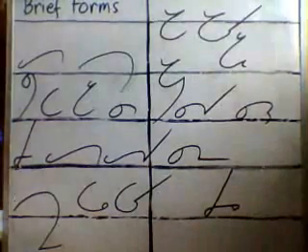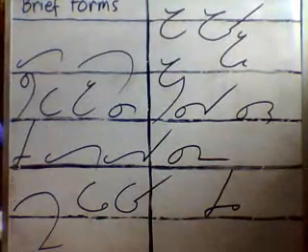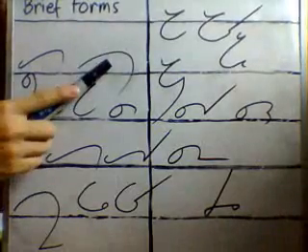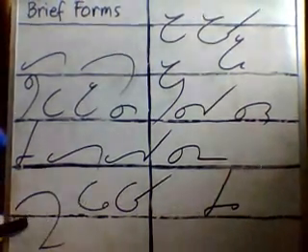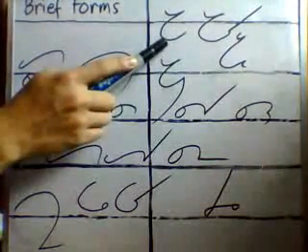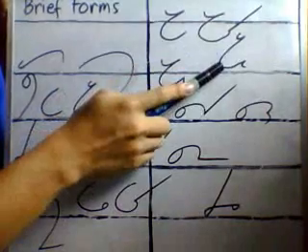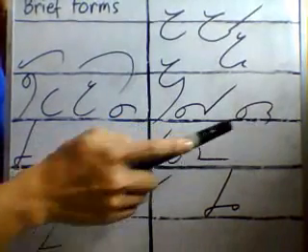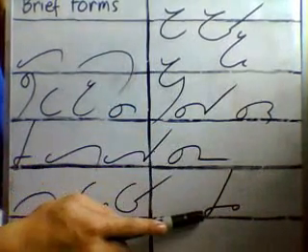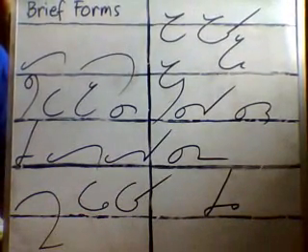Okay, let's try to read. Ready, begin. Okay, so these are additional brief forms and its derivatives in this lesson.